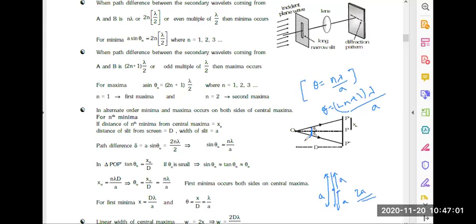Now what about linear fringe width? Tell me, linear fringe width will be what? Theta is equal to L by R, so L is equal to theta into R. So theta into D, because R is D, right? Yes, very good. See, है ना? ठीक है.